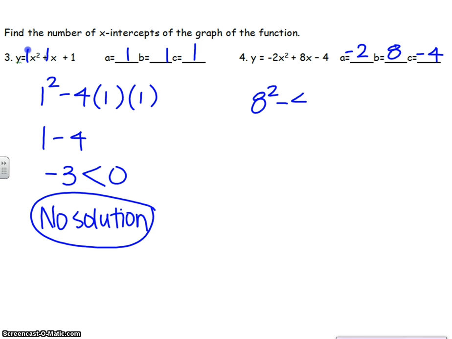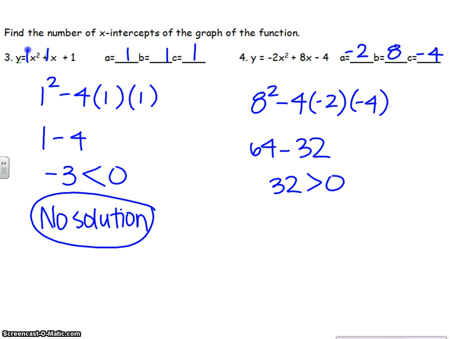8 squared minus 4 times negative 2 times negative 4. We'll have 64. We have to be careful here. Negative 4 times negative 2 times negative 4 is going to give us a negative 32. So 64 minus 32 will give us a positive 32. That's a positive number, so we're going to have 2 solutions.